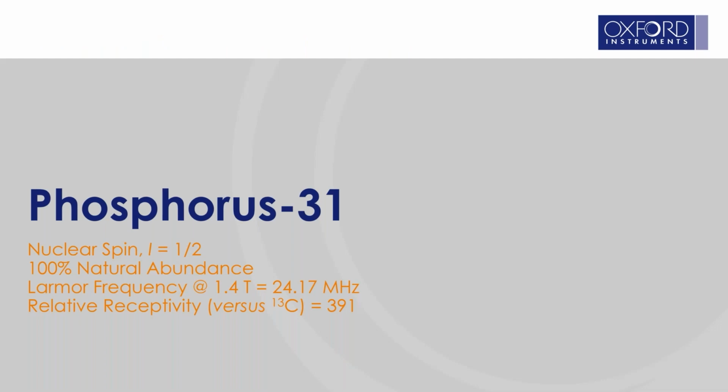We now move on to nuclei with a much higher relative receptivity than carbon-13. After carbon-13, phosphorus-31 is probably the second most commonly studied X-nucleus by NMR spectroscopy. Phosphorus-containing species are commonly used in organometallic chemistry and hence catalysis. They are ubiquitous in many biological processes and also used in many household products and foodstuffs.